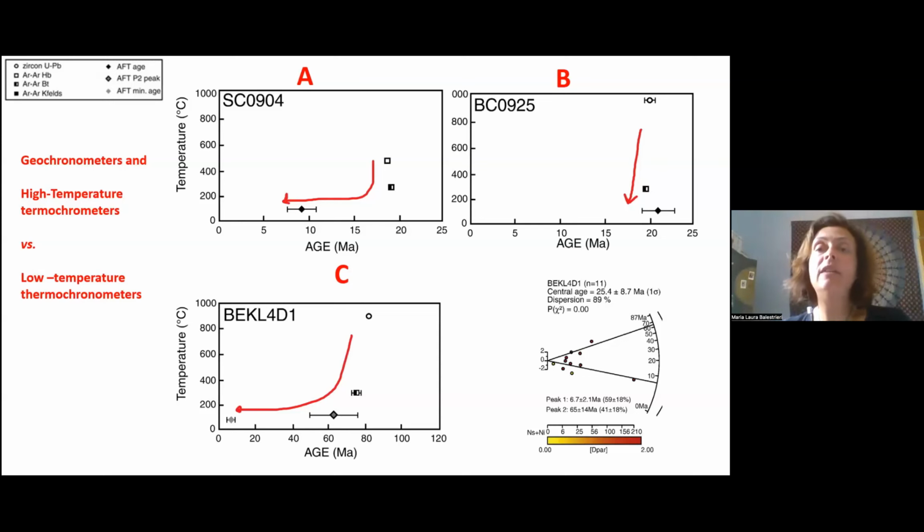In the second sample that we have brought as an example, we have a case B in which we see that high temperature thermochronometers and low temperature thermochronometers overlap.